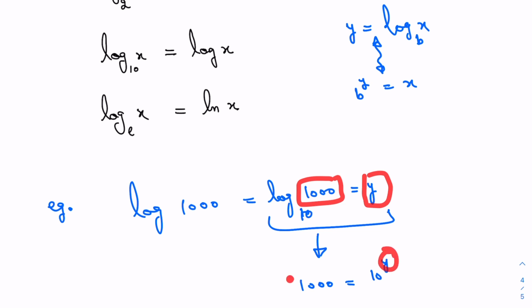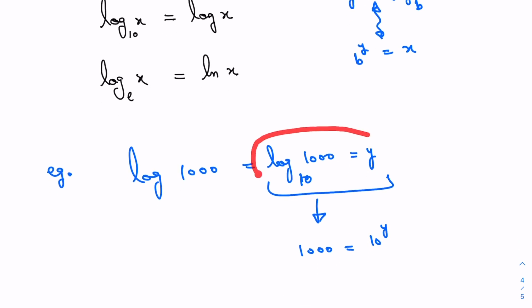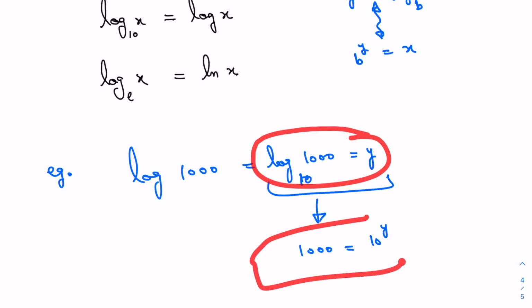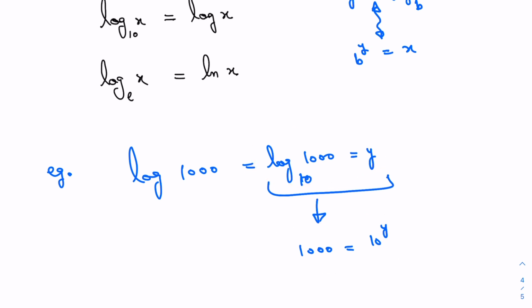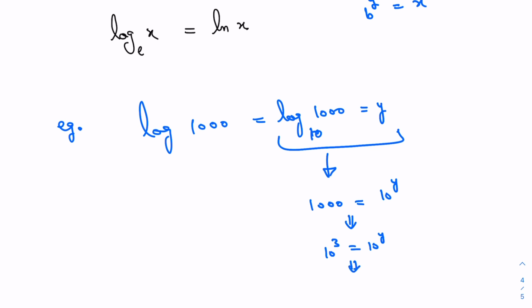Now the roles have exchanged. Base remains base. This 10 was the base for log here, and now this 10 is the base for the exponential function here. So writing this is exactly the same as writing this, which means 10's power 3 is 10's power y, and since the bases are the same on both sides, that just means y is 3.